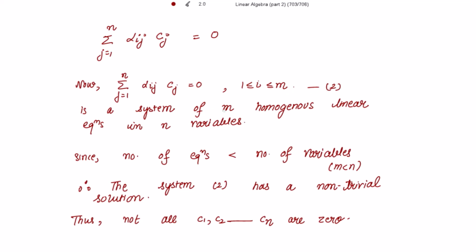This is a system of m homogeneous linear equations in n variables. Remember, Cj is working as the variables, and the variables are from 1 to n. Therefore it is written n variables and m homogeneous equations. Now, since the number of equations is less than the number of variables, because we have supposed that m is less than n, right?